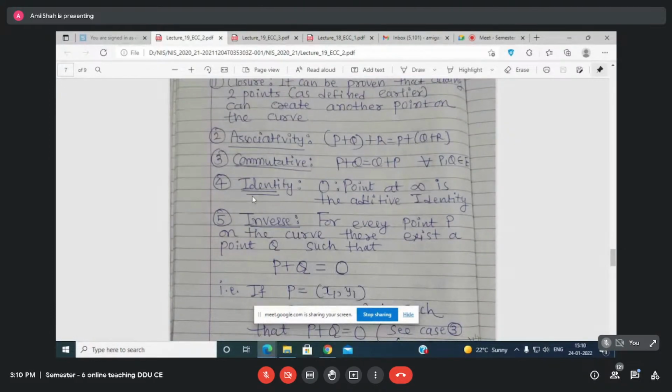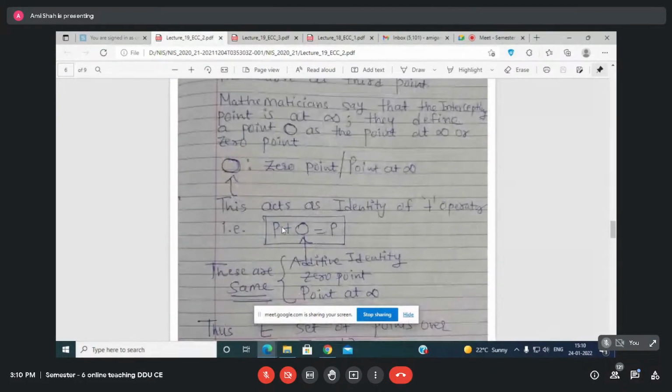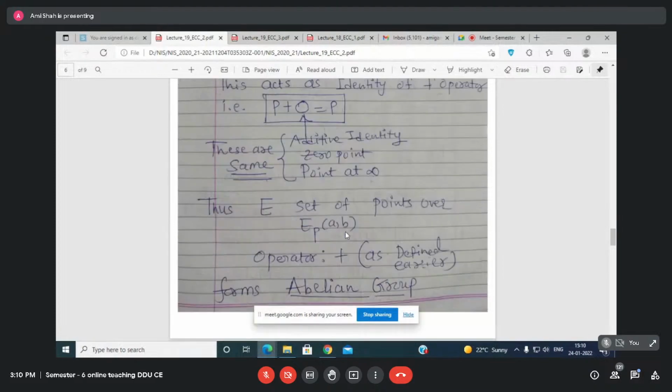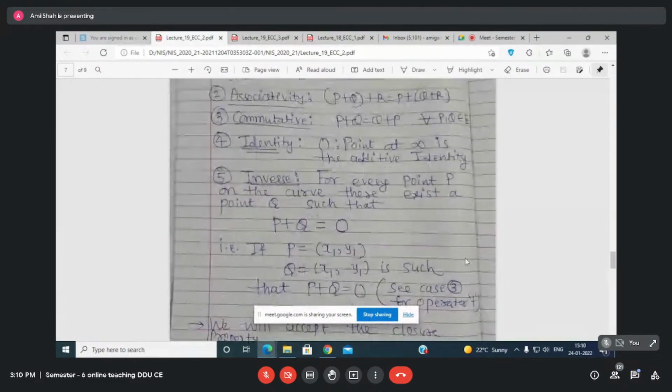The identity, the last case, is the 0, the point at infinity, which is the additive identity. Adding it, we get the same P. This property I have already explained.